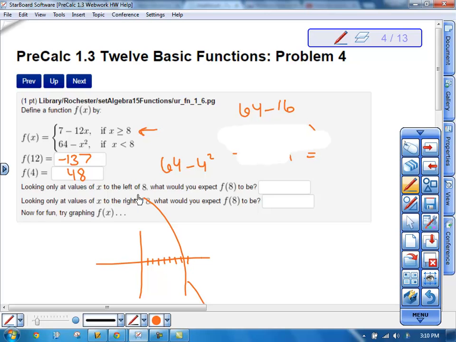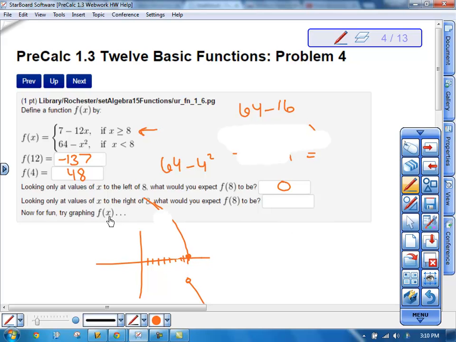It says, looking only at the values of x to the left of 8, what would you expect f of 8 to be? Well, left of 8, you'd use this part, so you'd expect it to be 0 at 8. This must be where the parabola goes through 8. The parabola goes through 8 right there. So it must look something like this.